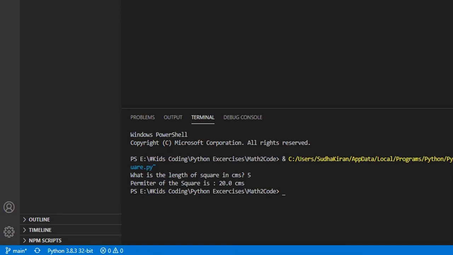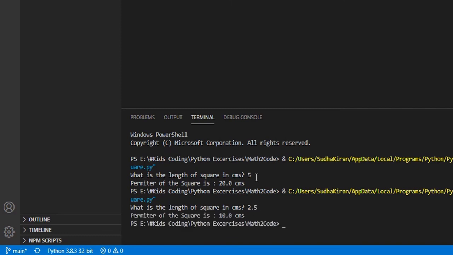Let us run the program again and now enter a decimal point value. So let's enter 2.5. See, now it says perimeter of the square is 10.0 centimeters.